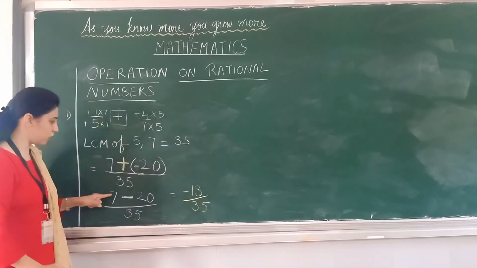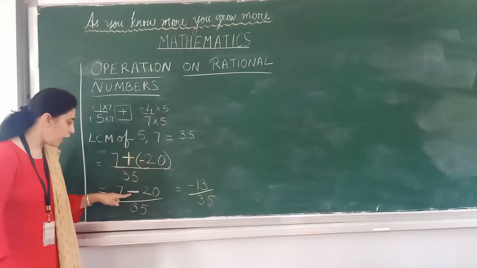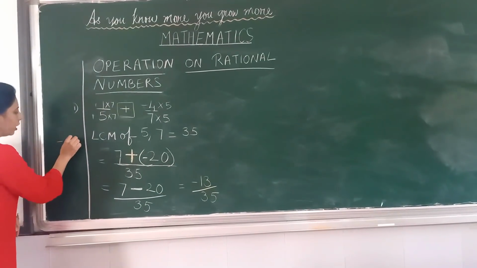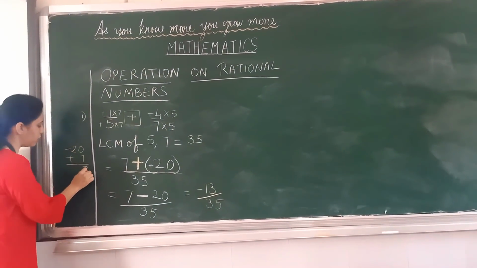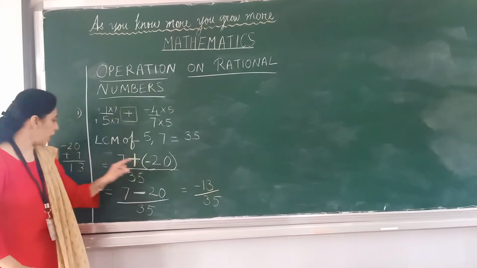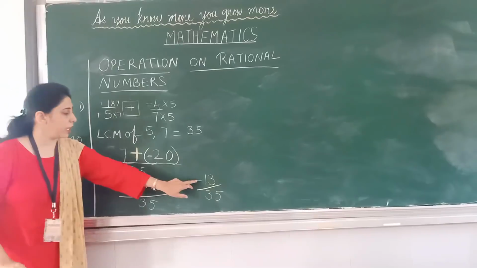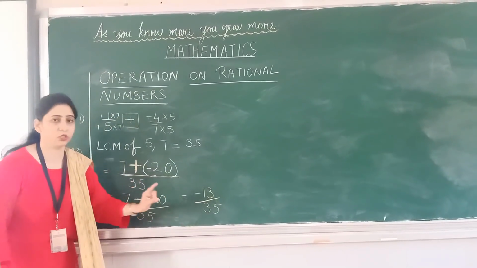So what is your answer here? 7 minus 20: 20 minus 7 is 13. And your greater number sign, it will be like this: minus 20 plus 7. So 20 minus 7 is 13, you get the answer. And your greater number sign is minus, so your negative sign. So your answer for this will be minus 13 upon 35.